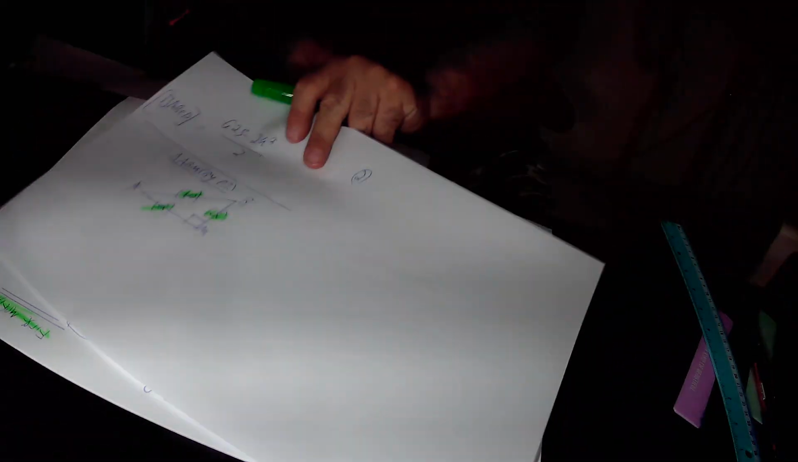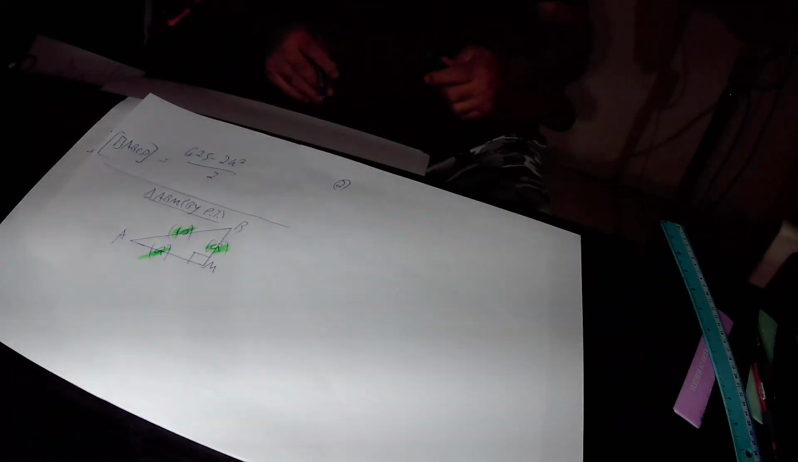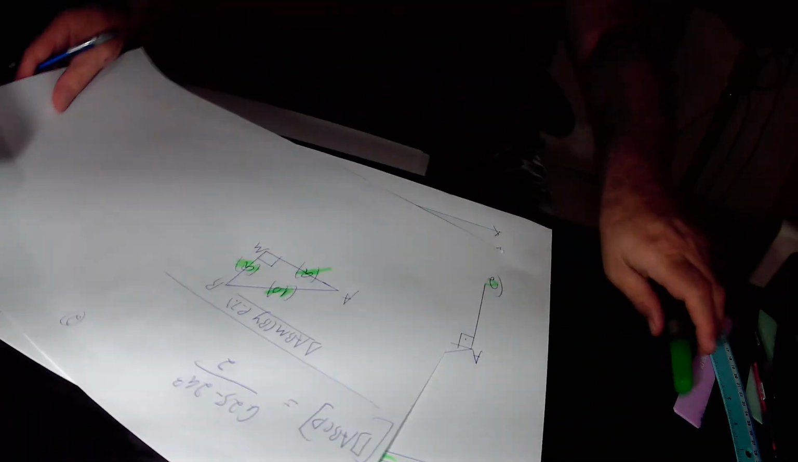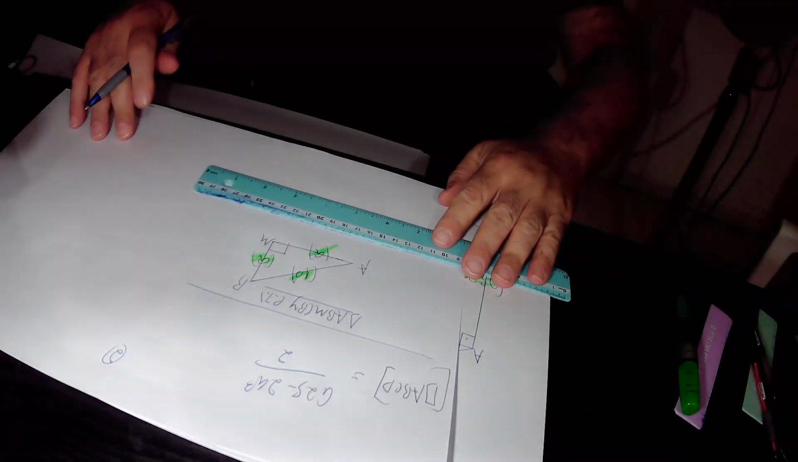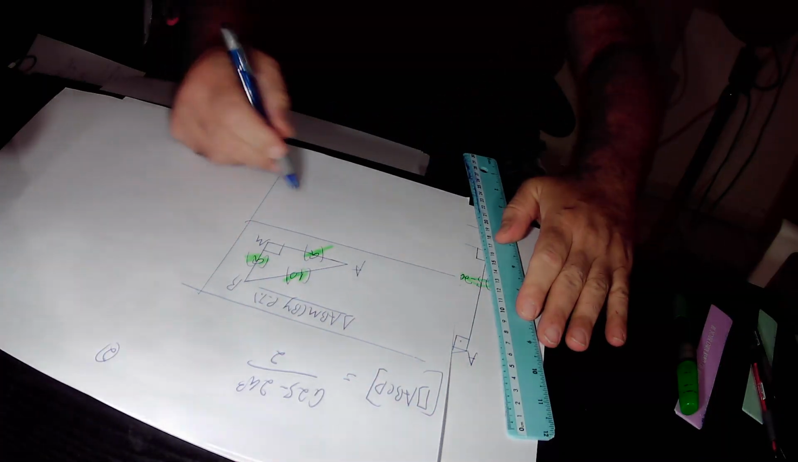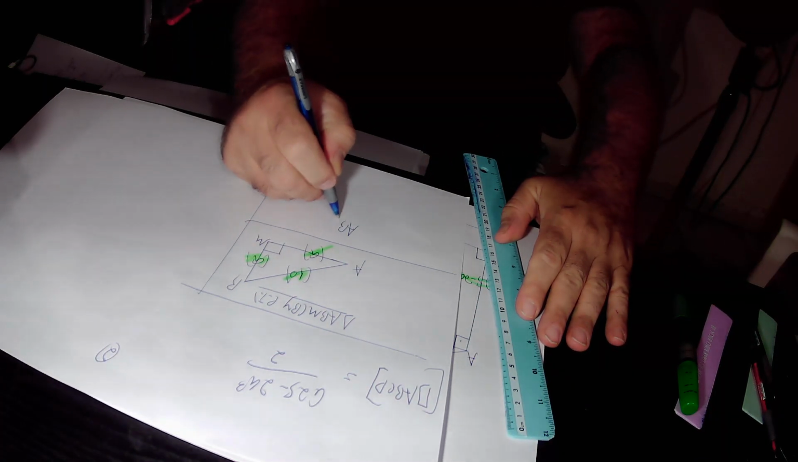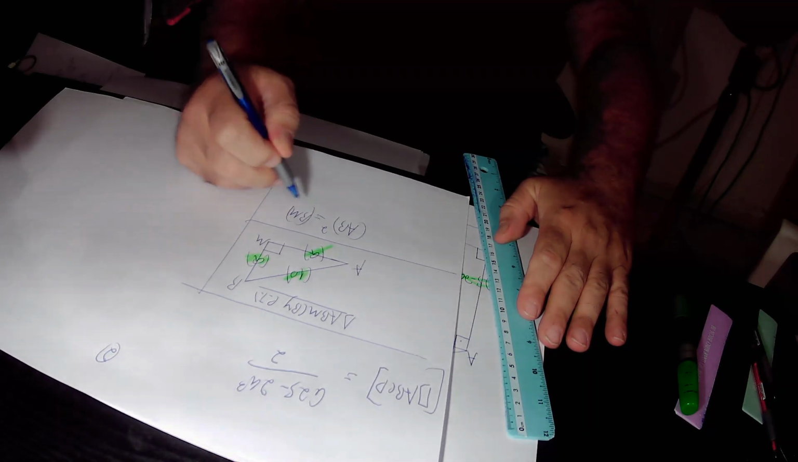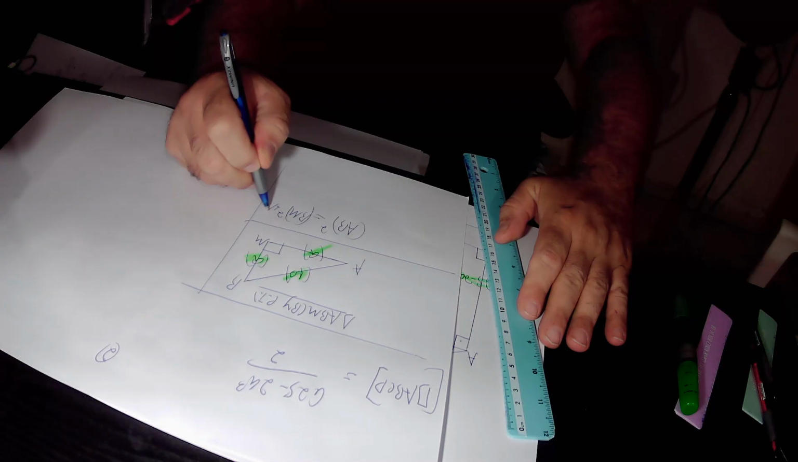So actually, this is the right small triangle ABM. According to the Pythagoras theorem, AB squared, that is the square of the hypotenuse, equals BM squared plus MA squared. So write it down. AB squared, that is the square of the hypotenuse, equals BM squared plus AM squared.